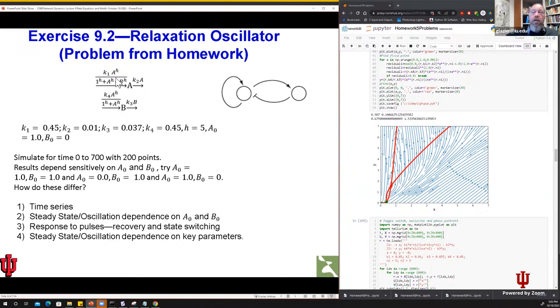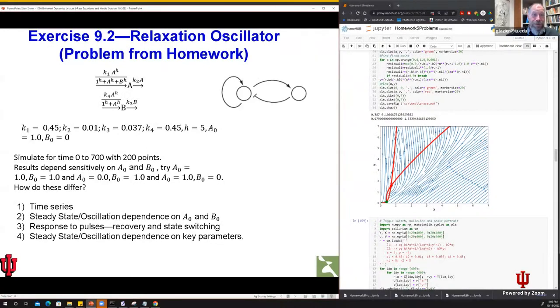Let's look at my equations here. Is 0, 0 a steady state for these equations?